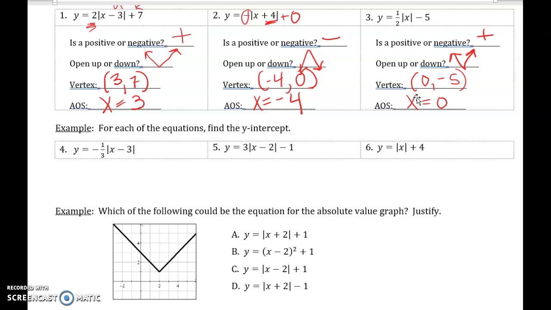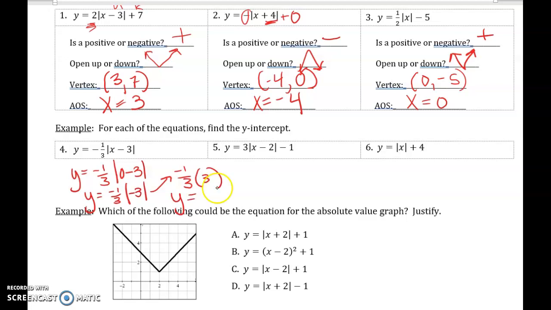For 4, 5, and 6, we just need to find the y-intercept. Remember, to find the y-intercept, you plug in 0 for x. The absolute value of 0 minus 3 is the absolute value of negative 3, which is positive 3. I'll write this out so we don't get confused. So this is negative 1/3 times positive 3, which means a negative third times 3 is negative 1. That means your y-intercept is (0, -1).